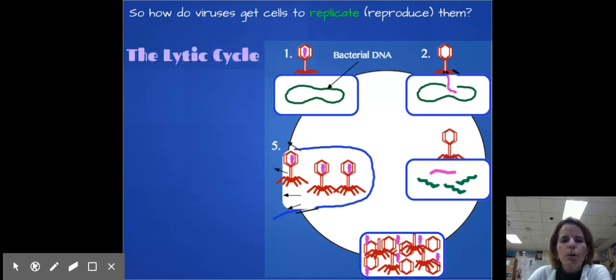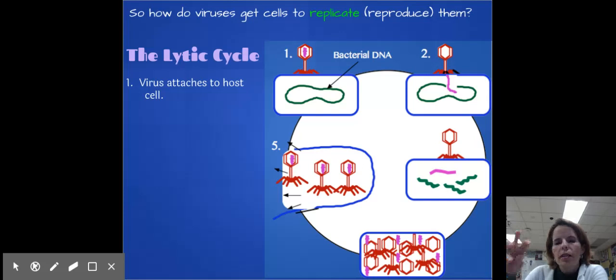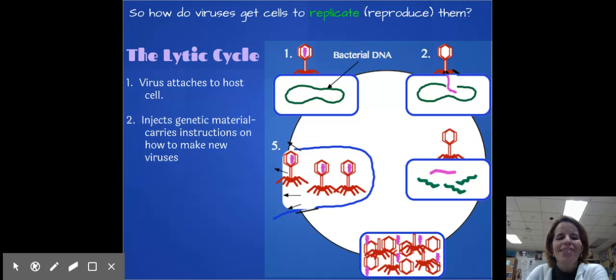Well, the process by which viruses reproduce is called the lytic cycle. And I want you to take a look at the diagram on the right and then follow along with the words on the left. In the first picture, you see the bacteriophage, that's the specific virus in this case, attacking a bacteria. So the blue rectangle is the bacteria, and the green on the inside is the bacteria's DNA. So the virus is attacking that bacteria. It attaches. The first thing it does then is it injects its DNA. So that pink is its genetic material. And all that genetic material says is how to build more viruses.